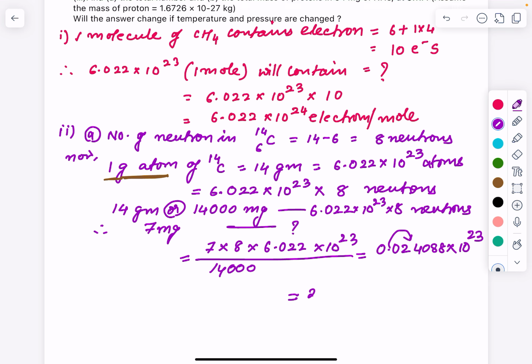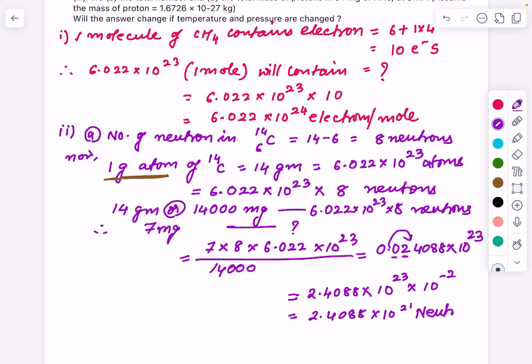So you are moving towards the right, 2.4088. So that has to be multiplied by 10 to the power of 2. When you are shifting the decimal point between 2 and 4, that is minus 2, so it is written as 23 into 10 to the power of minus 2, as you have shifted 2 digits towards the right. So the answer ultimately is 2.4088 into 10 to the power of 21 neutrons.